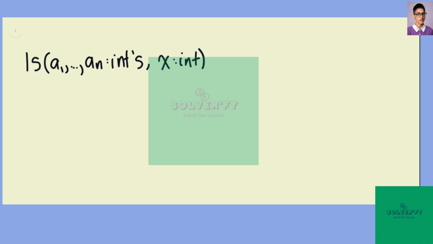So first, we want to define a value. We'll call it I. Okay, and that's going to be the position of the element that we're comparing with x. We're going to start it at 1.